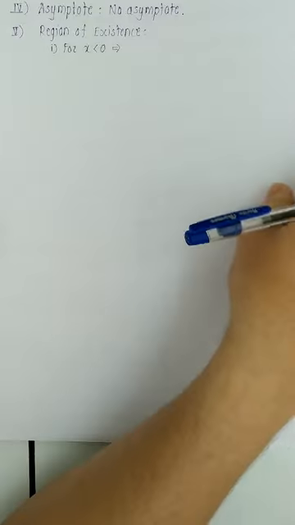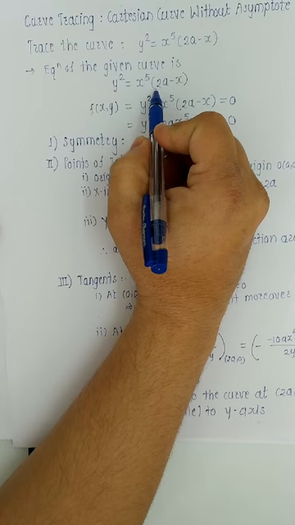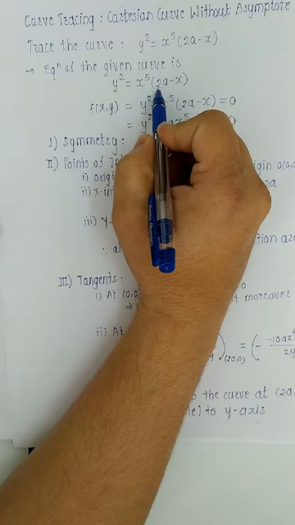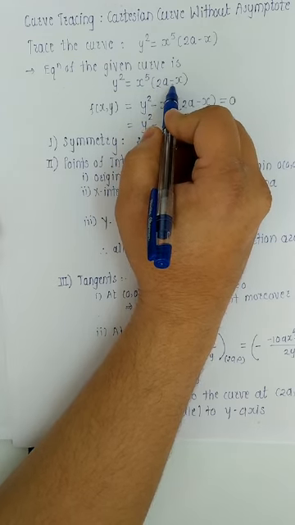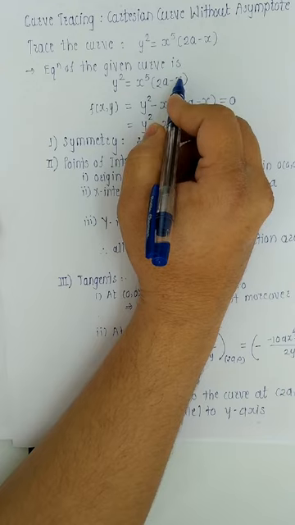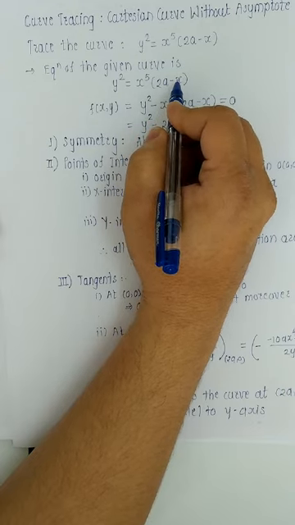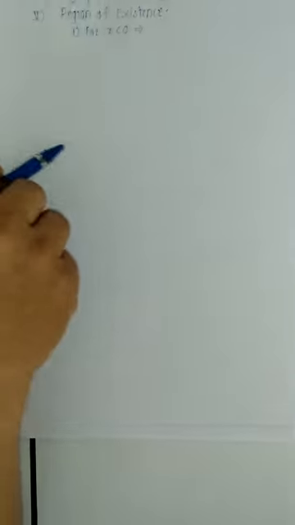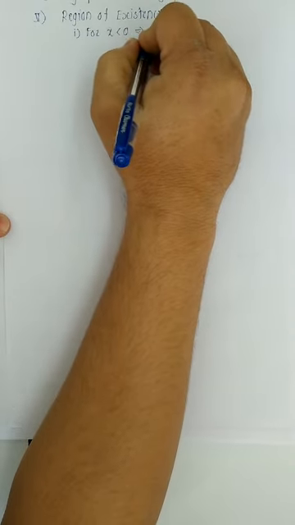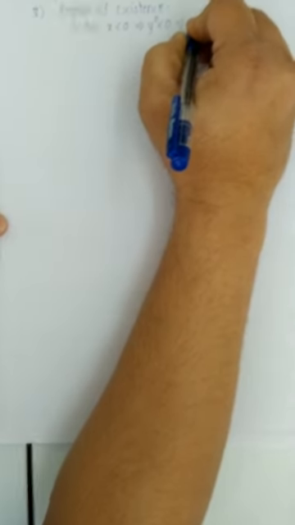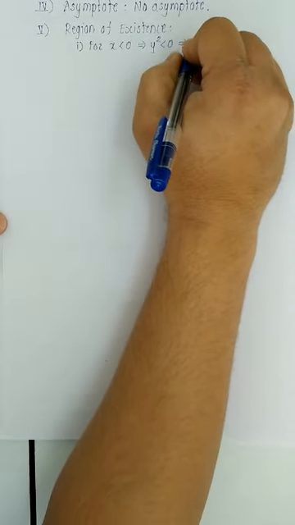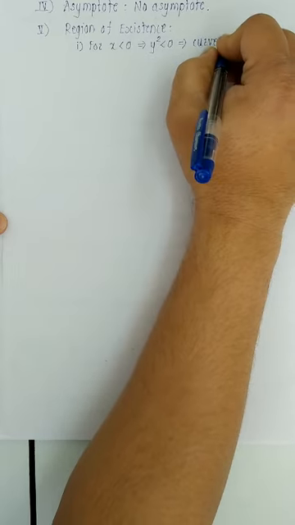So for x less than 0, if we put x equal to minus a in this equation, this will be 2 into minus 2a raised to 6 minus a raised to 6. So that will be minus 3a raised to 6. Hence y square is negative. So for x less than 0, y square is negative, that is, y is imaginary, and therefore for this region the curve does not exist.